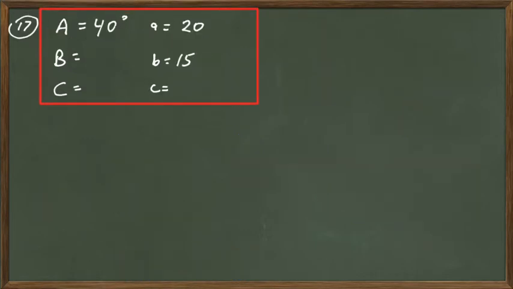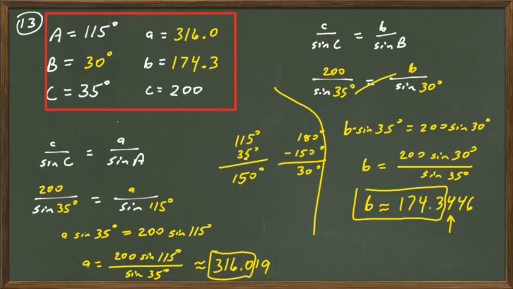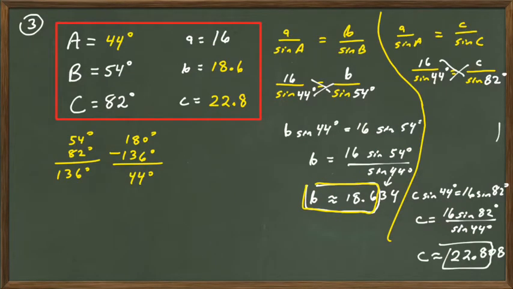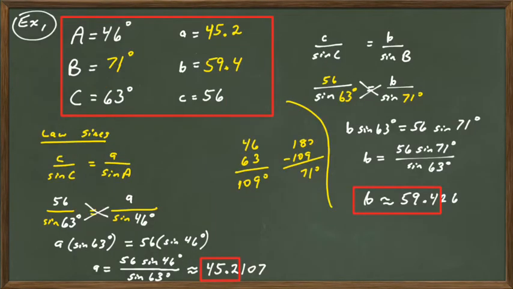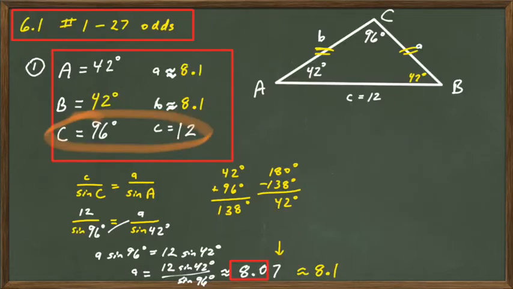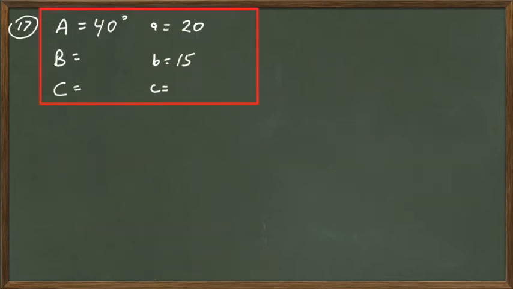For all the previous problems, you're given two angles. You're given two angles in 13, you're given two angles in 3, you're given two angles in 1. You're given two angles in the example. But now they're not giving you two angles. You're going to have to still use law of sines. Am I given both A's?